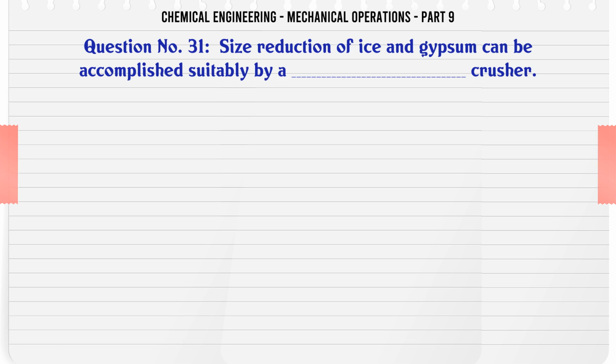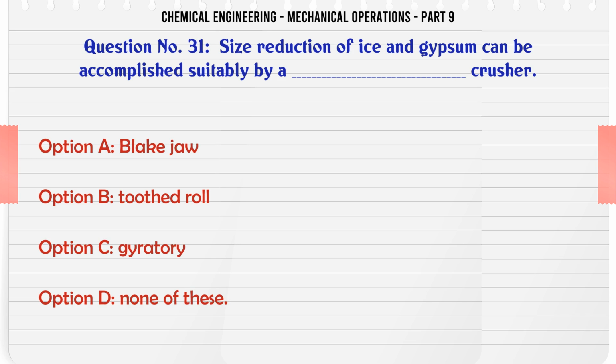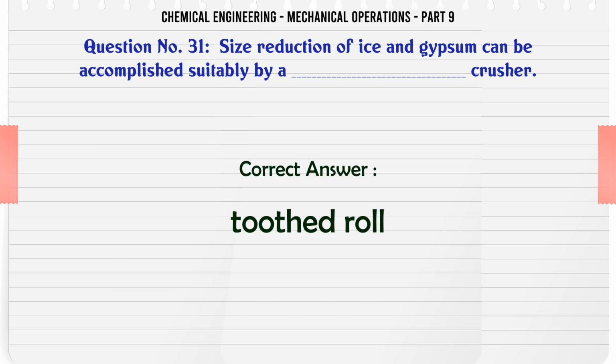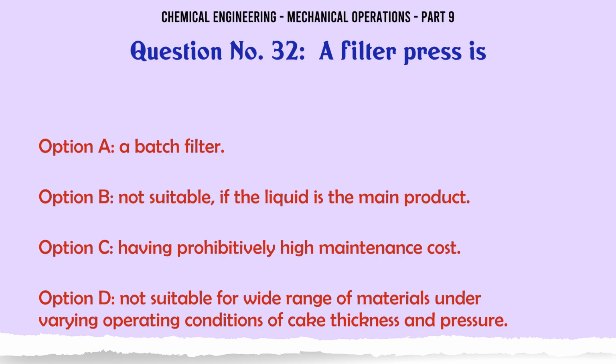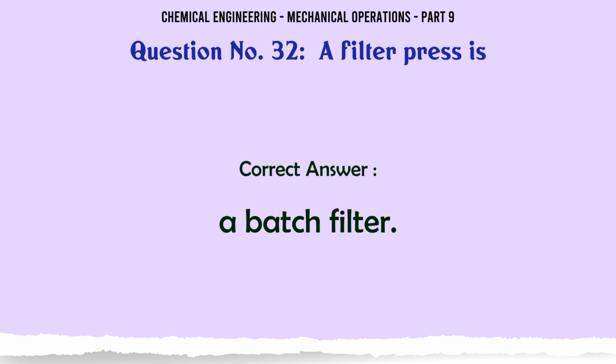Size reduction of ice and gypsum can be accomplished suitably by a ___ crusher. A. Blake jaw. B. Toothed roll. C. Gyratory. D. None of these. The correct answer is toothed roll. A filter press is A. A batch filter. B. Not suitable if the liquid is the main product. C. Having prohibitively high maintenance cost. D. Not suitable for wide range of materials under varying operating conditions of cake thickness and pressure. The correct answer is a batch filter.